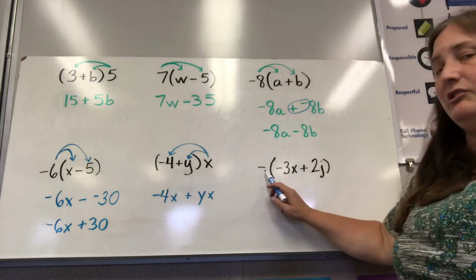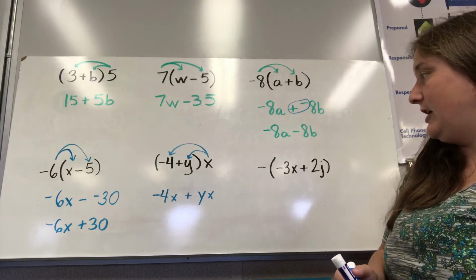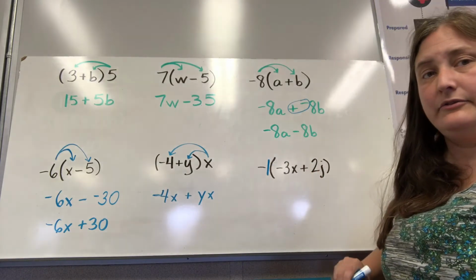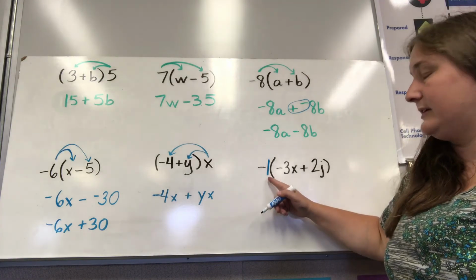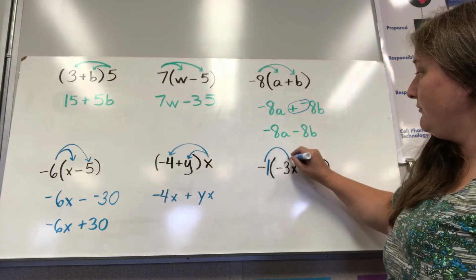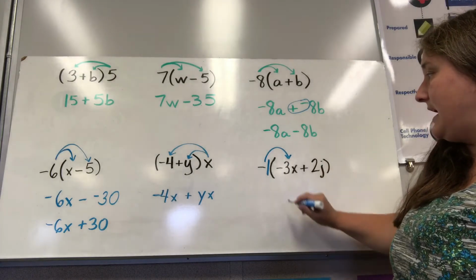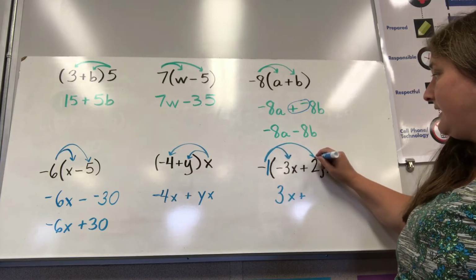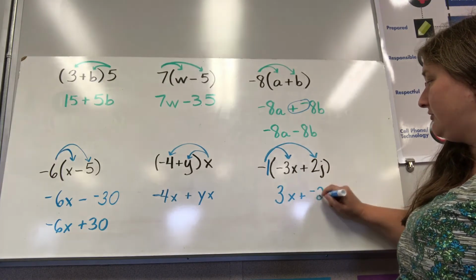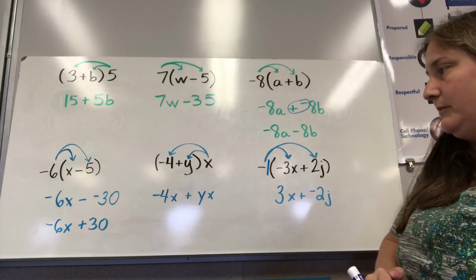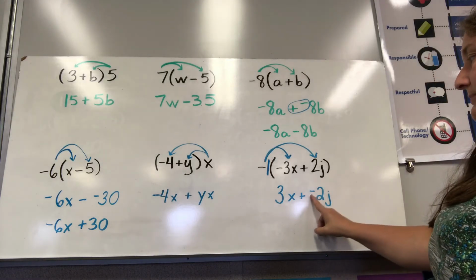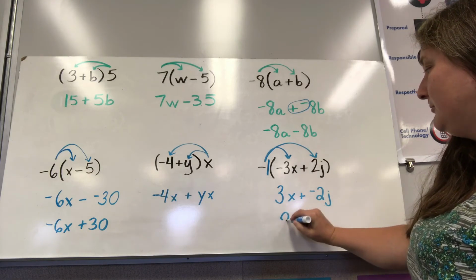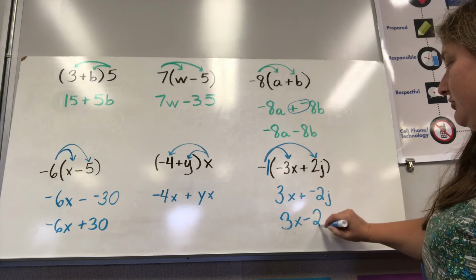One more. This time it just looks like I'm distributing a negative, but I can always stick my one in there. I call it a ghost one. It's never a zero that I want to put in when I'm missing a number. It's a one. So negative one times negative 3x would just be positive 3x, plus negative 1 times 2j would be negative 2j. So here is one where we can do a little bit more simplifying. That plus minus can just be written as a minus. So the most simplified version of this problem would be 3x minus 2j.